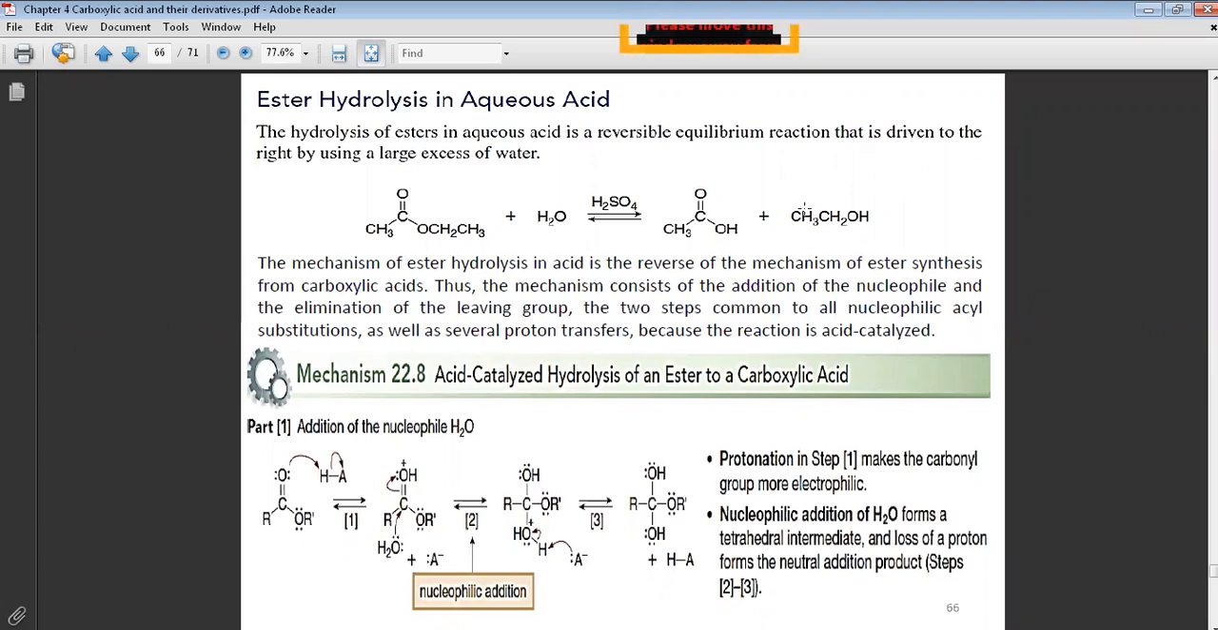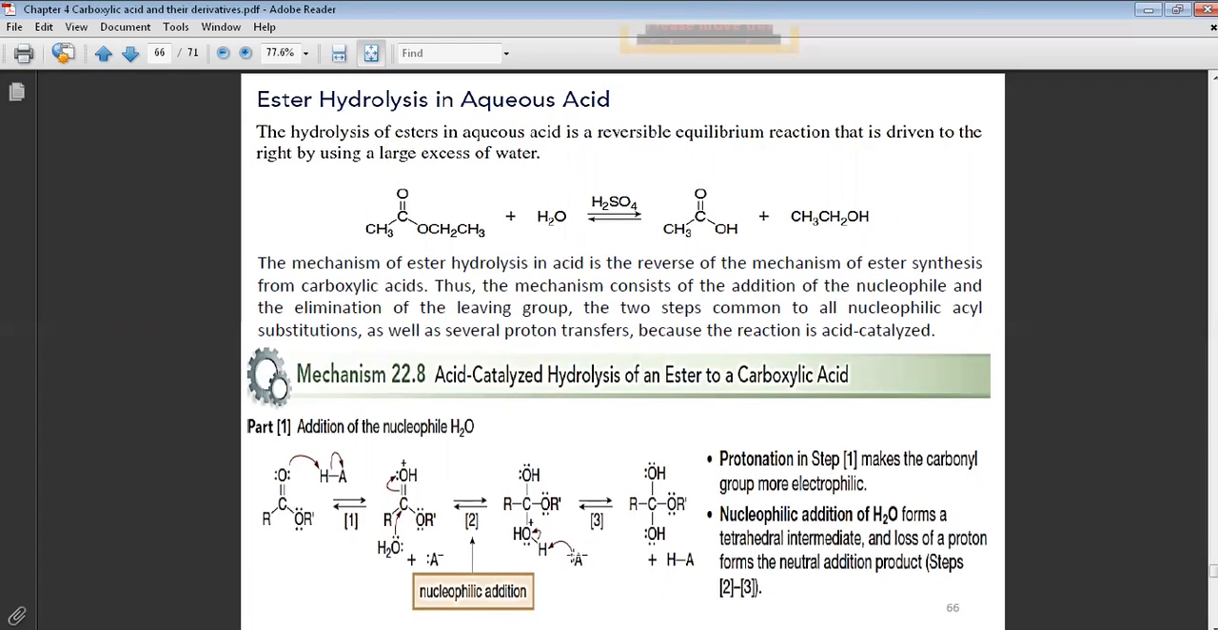Okay, how will the mechanism happen? Look, we have acid for the same thing. The lone pair of electrons attacks the proton to give you OH plus. Now with the OH plus, we have a resonance structure and we have a carbocation. H2O will easily attack the carbocation to give you this intermediate.